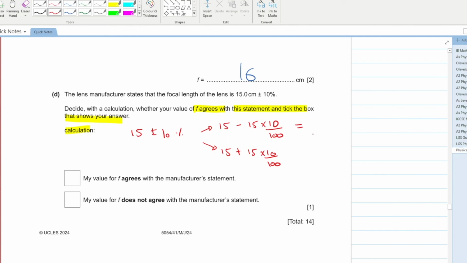The lowest value of f will be 13.5 and the highest value of focal length can be 16.5. So my focal length answer, that is 16, lies within this range. If I want to write it mathematically, 13.5 and 16.5 is my range for my focal length. Does my focal length that I calculated in the earlier part lie in this range? Yes. So I will agree with this answer.